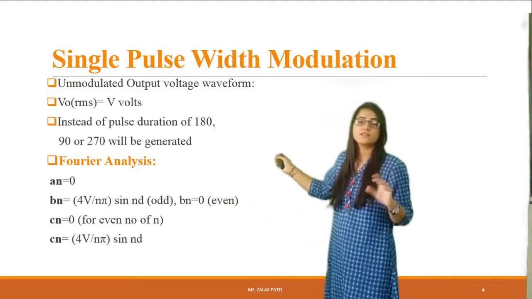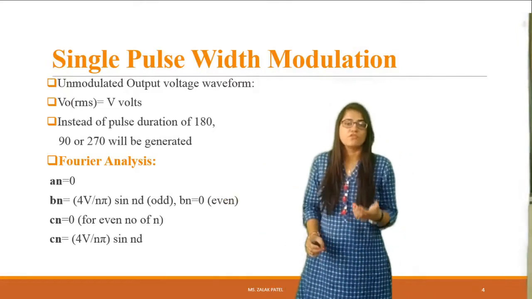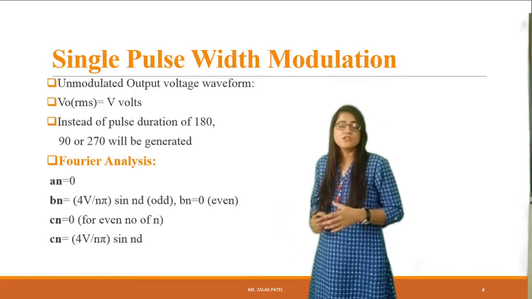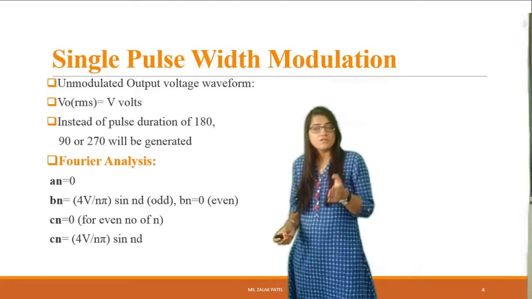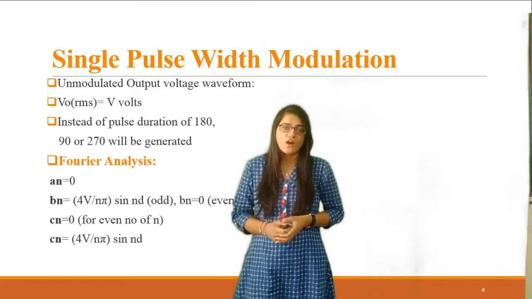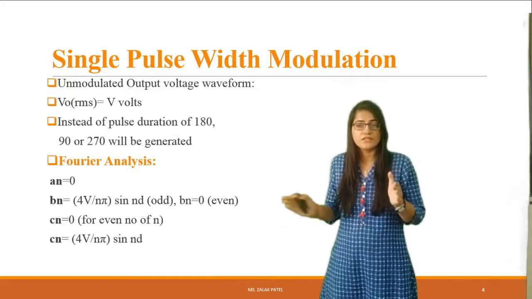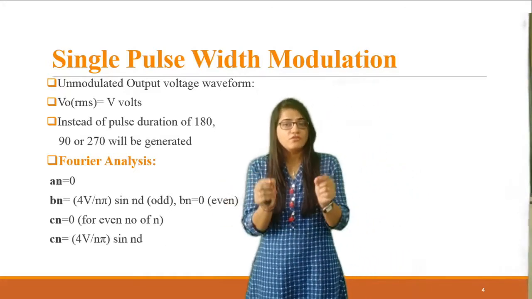So for this, let's consider that En is equal to 0, and Bn is equal to 4V upon n pi sin nd. Here n denotes the number of harmonics, so n can be either an even or odd number of harmonics. V is the voltage and pi is the constant. So here the distance d will give us the value of the pulse width.